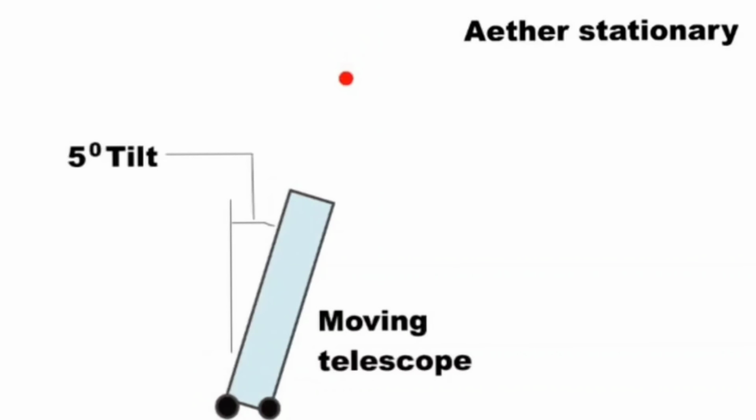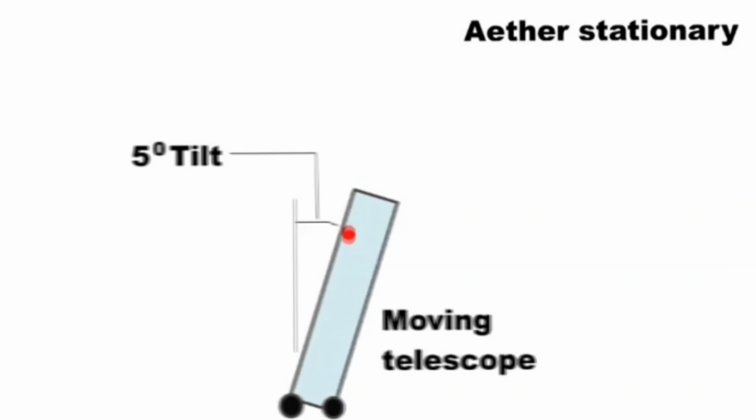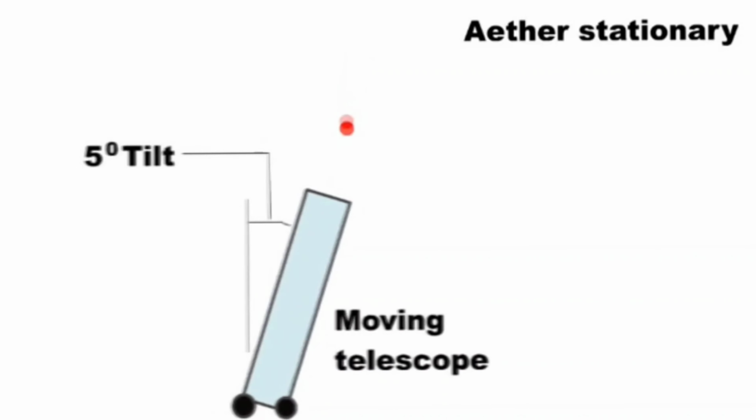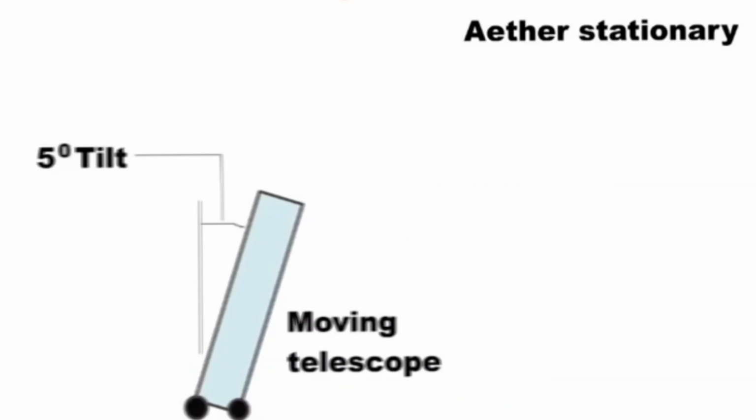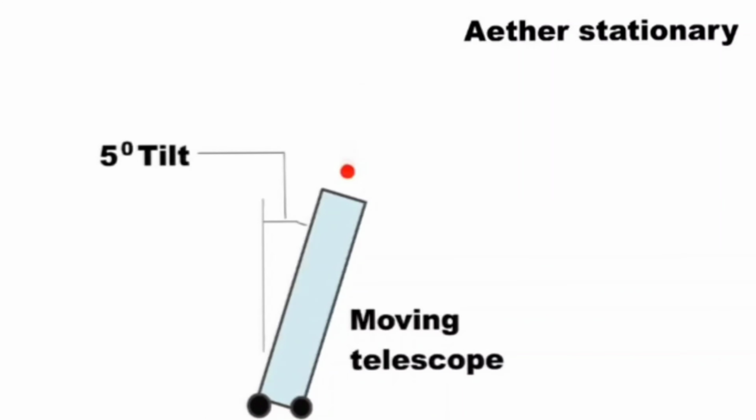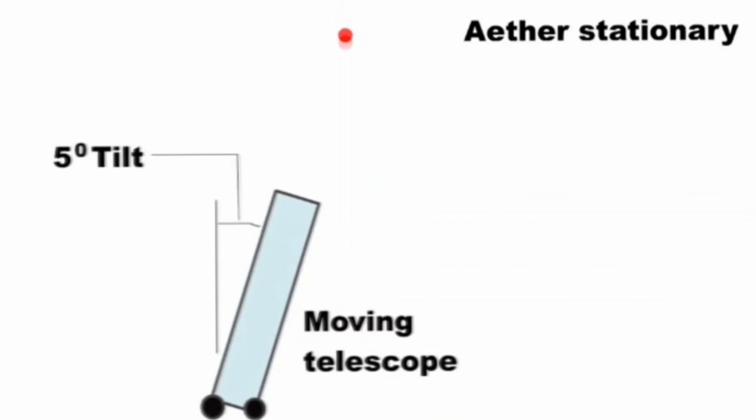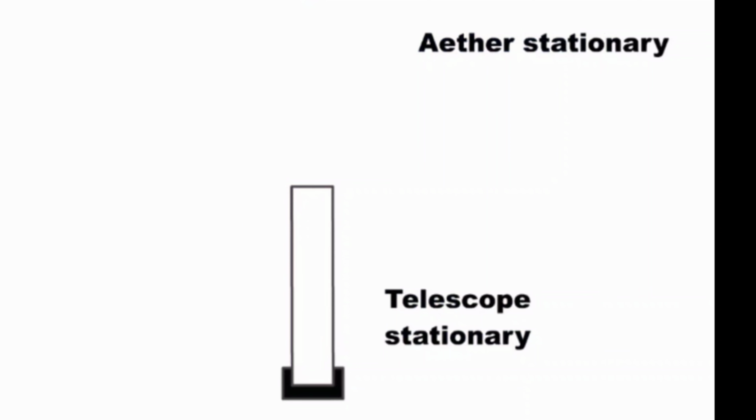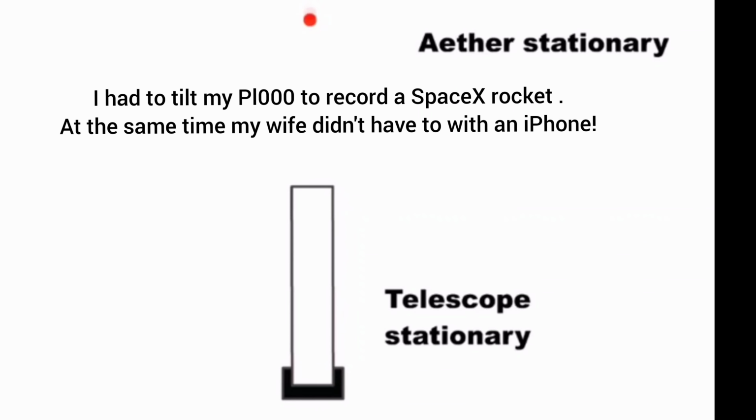So let's just say the light's leaving the star, and if the stars are stationary and the telescope is stationary, then you won't have to tilt it at all. But in reality, if you're looking at faraway objects, if they are traveling, or if you're traveling, you have to tilt your telescope slightly. And it's like a few degrees for the stars. You have to tilt your telescope to see them in the center of the telescope.